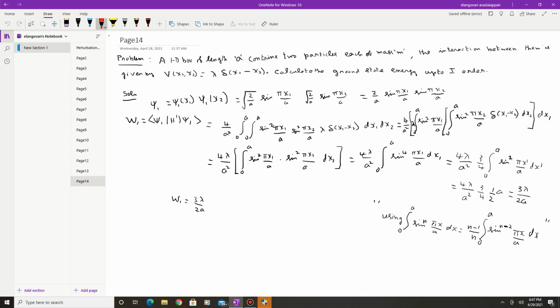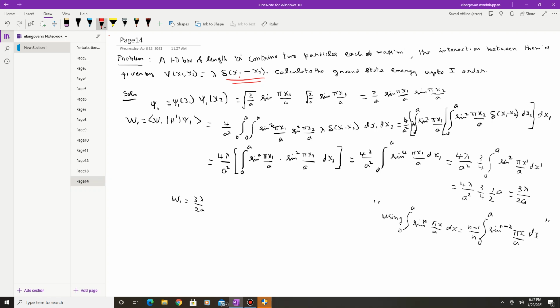Next problem. A one-dimensional box of length a contains 2 particles, each of mass m. The interaction between them is V(x1, x2) equal to this. So this is a delta of x1 minus x2, which is slightly different. So calculate the ground state energy up to first order.